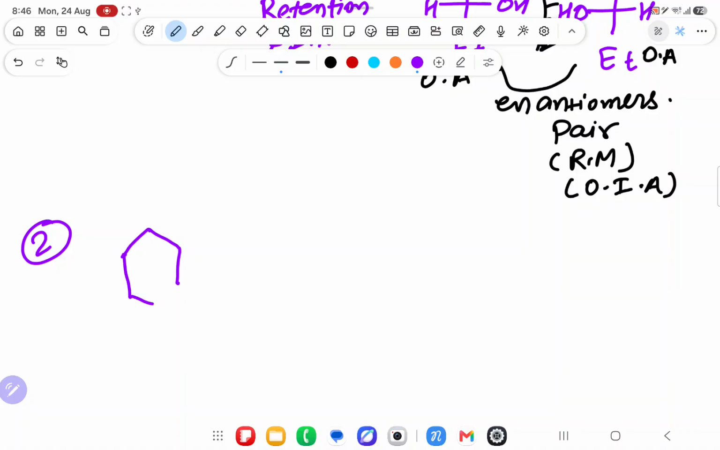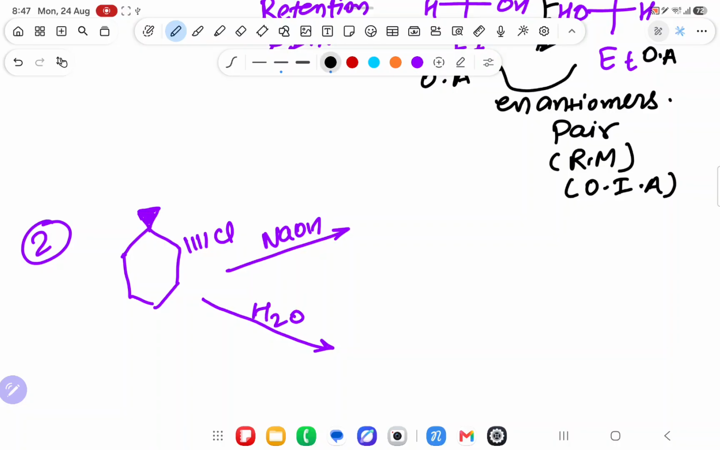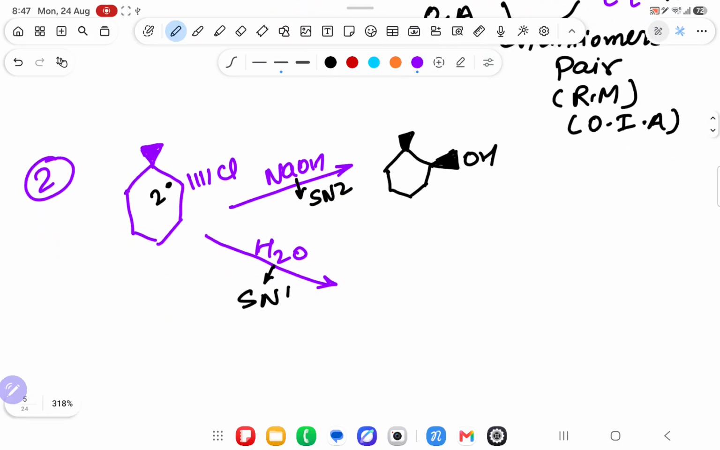Okay. Suppose I have written over here a methyl group, and over here Cl, and I am saying react with NaOH first part and second part react with H2O. NaOH will do SN2 because this Cl is 2 degree. H2O will do SN1. SN2 means inversion. CH3 will not be touched, Cl will go outside and OH will attack, and that OH will attack on the wedge position, not on the dash position. Why? Because already Cl is on the dash position.